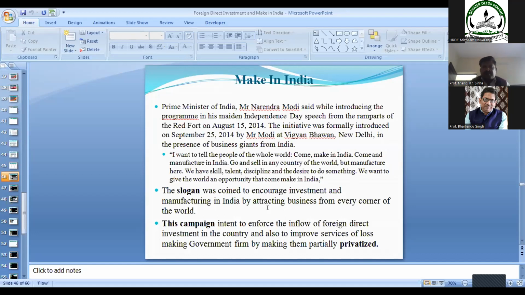The Make in India program was launched by the government, by our Honorable Prime Minister, formally launched on 25th September 2014 at Vigyan Bhavan, New Delhi, in the presence of many business giant companies from India. The Prime Minister said while launching this: I want to tell the people of the whole world, come, make in India, come and manufacture in India, go and sell in any country of the world, but manufacture here.